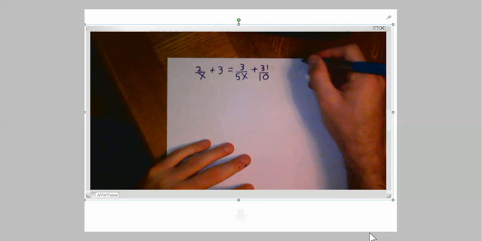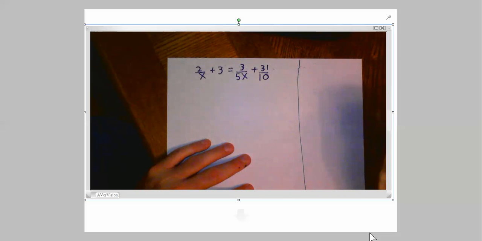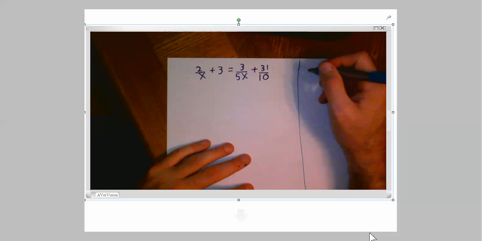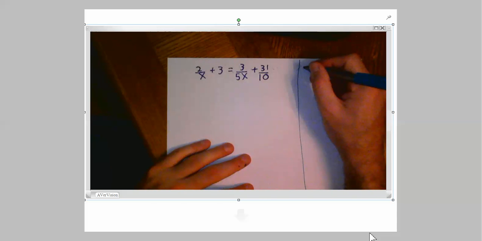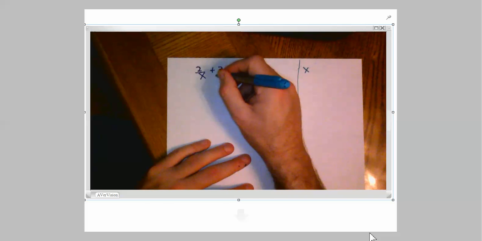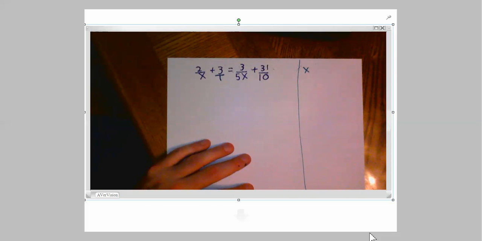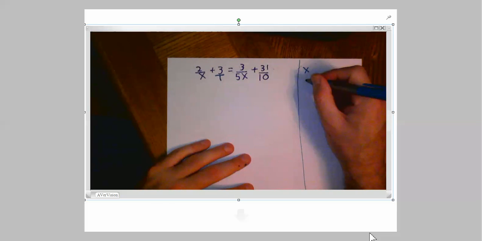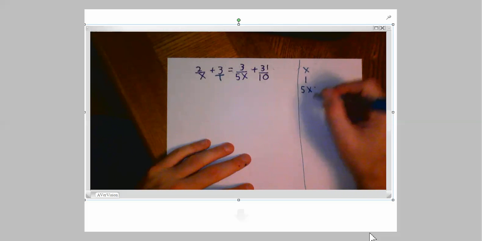So over here, I'm just going to start out by listing my denominators. Now, when you have x in the denominator, you have to remember you can't divide by 0, so you have to see what x cannot be. So what I'm going to do is list my denominators, which are x. Oh, and since I have any whole numbers, I'll put a 1 under any whole number. Right? So I have x, I have 1, I have 5x, and I have 10.